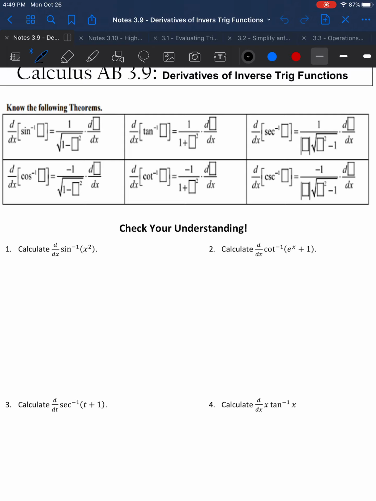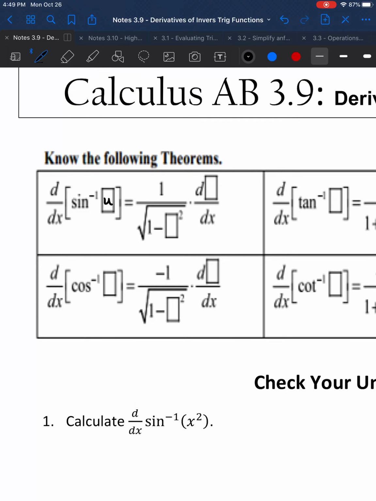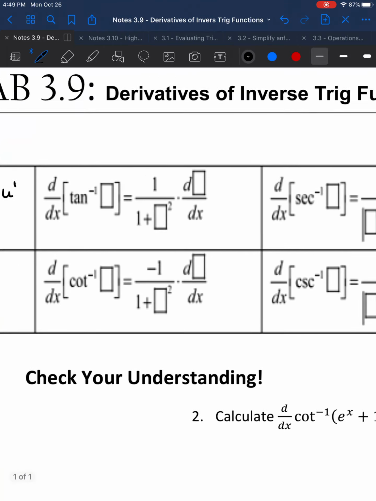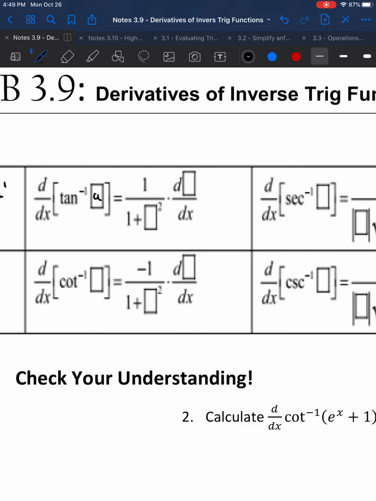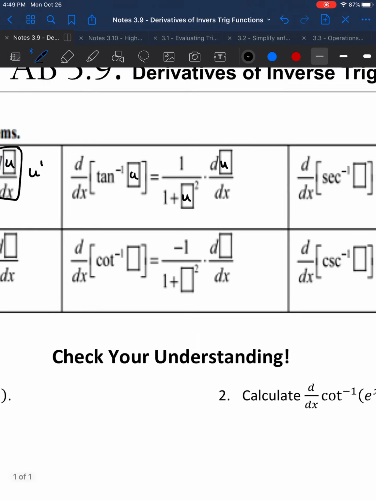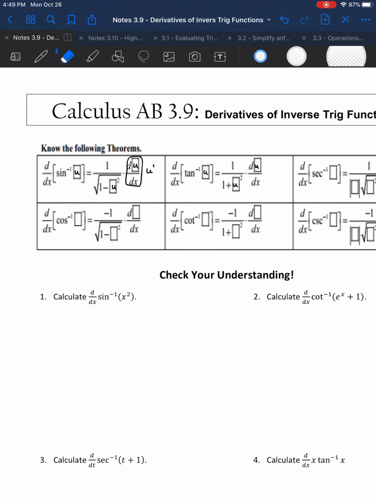But continuing on here. So these empty boxes, imagine those are your u's. So inverse sine of u would be 1 over the square root of 1 minus whatever u is squared times the derivative of u. This piece here is like your u prime, okay? Same with each of these formulas. Inverse tangent of u would be 1 over 1 plus u squared times whatever the derivative of u with respect to x is, so on and so forth, okay?